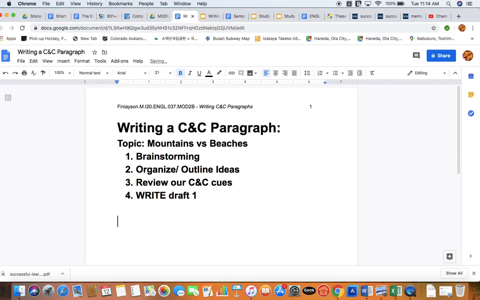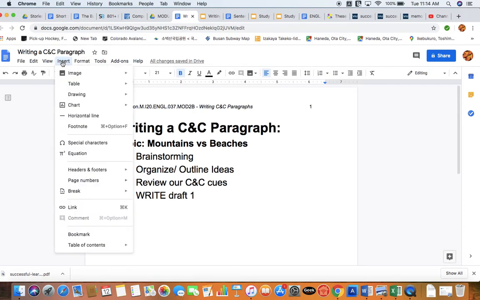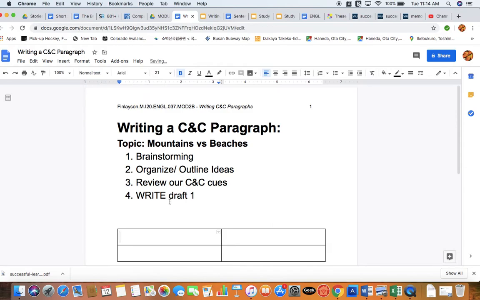Okay, perfect. So I mentioned in my last video that when I did this process, I would be using a T-chart. So we're going to do that now.